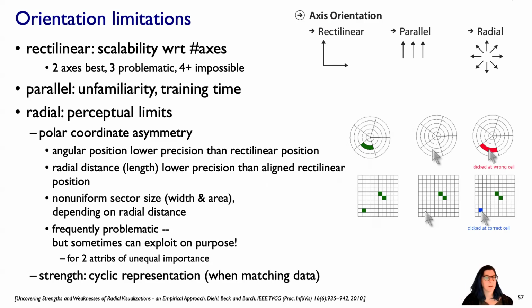Of course, the strength of radial coordinates compared to rectilinear, or parallel, is that cyclic nature of the representation. So when your data does have cyclic properties, it can be really good to be able to actually show that so that the end and the beginning wrap around and you're able to actually perceive that directly.